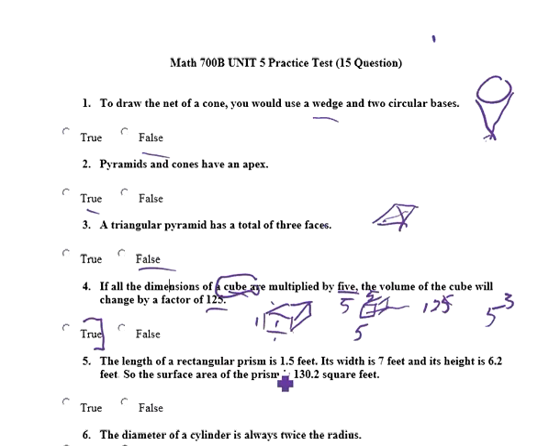Okay, the length of a rectangular prism is 1.5 feet. So a rectangular prism, that's just a box. Don't get fooled by these words. There's my rectangular prism. The length is 1.5. I'll put it here, 1.5. The width is 7. Put 7 there. And the height is 6.2. That's there. So the surface area. So we want to know all of these.